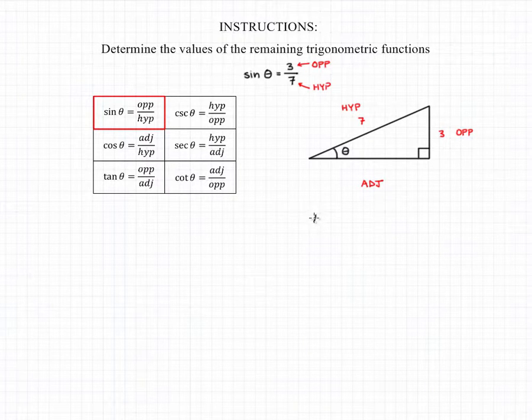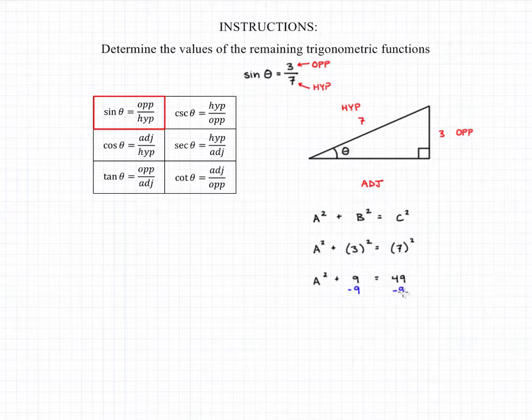hypotenuse is 7, and we can use the Pythagorean theorem to find the adjacent side. So in this case, we can say that a, the adjacent side squared, plus 3 squared, the opposite side, has to equal 7 squared, the hypotenuse. So a squared plus 9 is going to equal 49, and then if we subtract 9 from both sides, we'll have a squared being equal to 40.